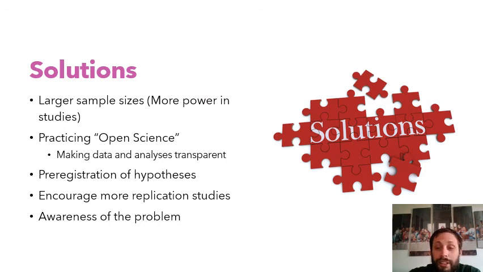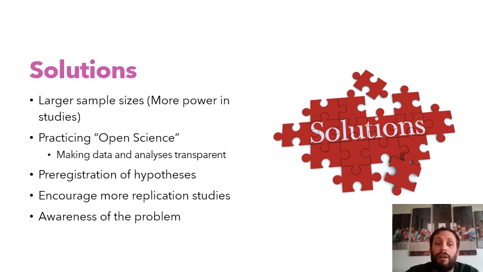Since the coming of the replication crisis, we've had many solutions that have come about. To start, the first solution would be to have larger sample sizes in all of our studies. This is indicative of more power in our studies, and that our ability to generalize our findings is much better. Next would be to practice open science techniques. This is where we make our data and analysis more transparent to anybody to view so that they can make judgments for themselves on how well the analysis was run. And additionally, by making the data transparent, we can be sure that there are no data fabrication techniques utilized.